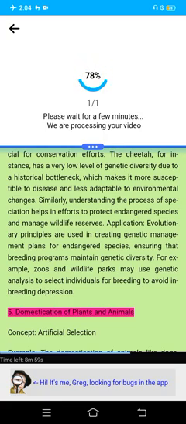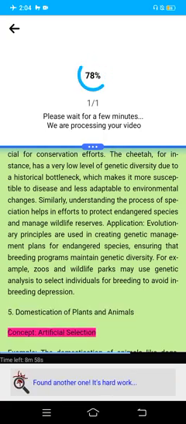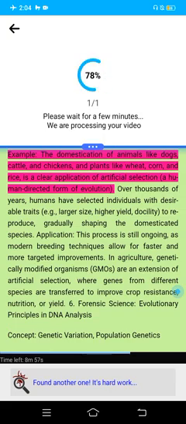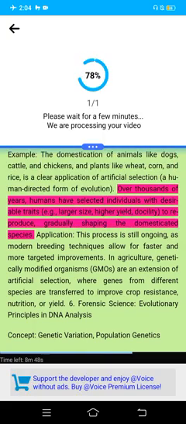5. Domestication of plants and animals. Concept: artificial selection. Example: the domestication of animals like dogs, cattle, and chickens, and plants like wheat, corn, and rice, is a clear application of artificial selection, a human-directed form of evolution. Over thousands of years, humans have selected individuals with desirable traits, e.g., larger size, higher yield, docility, to reproduce, gradually shaping the domesticated species.